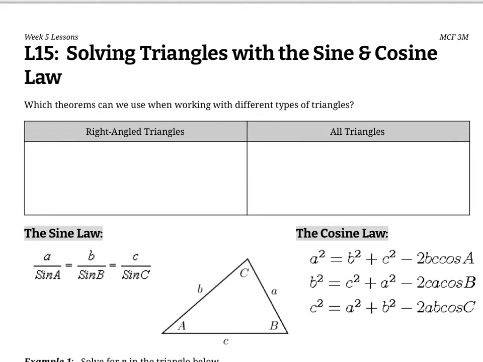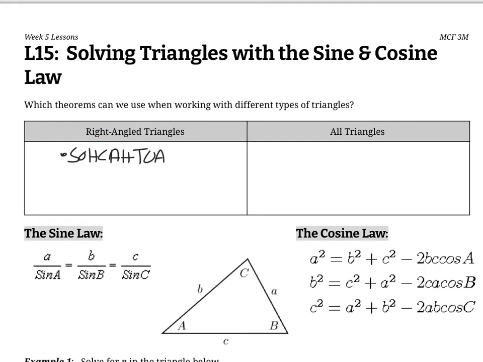In this lesson, we're going to talk about how we can solve triangles using the sine law and the cosine law. So when we have a right-angled triangle, so we know that that's a triangle that has a right angle in it, there's a few tools that we can specifically use for these type of triangles. And those tools are SOHCAHTOA. Those ratios, sine, cosine, and tan, they're only going to work with right angle triangles.